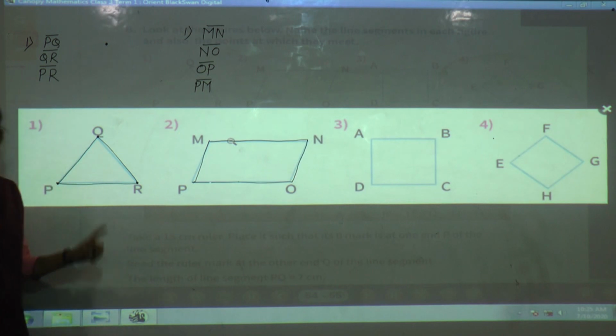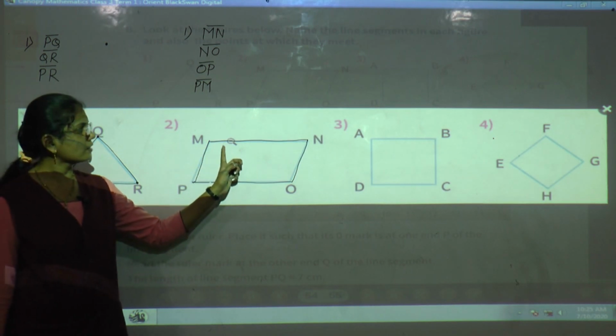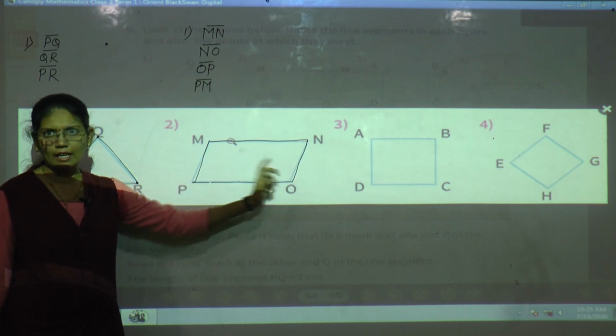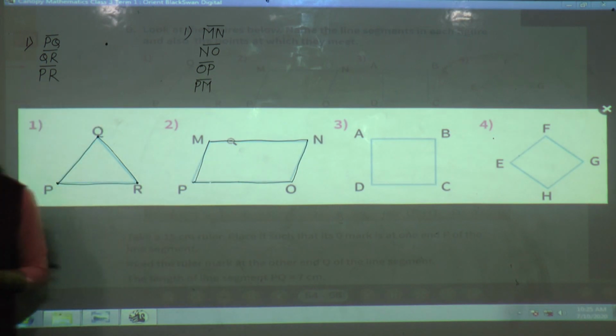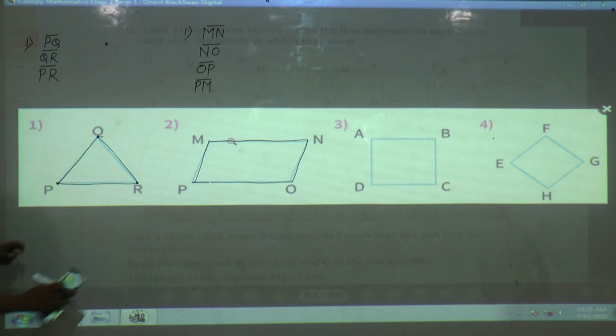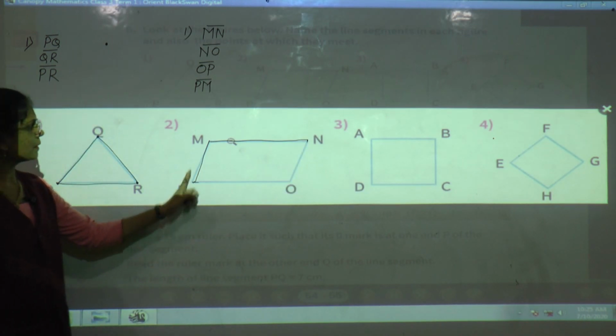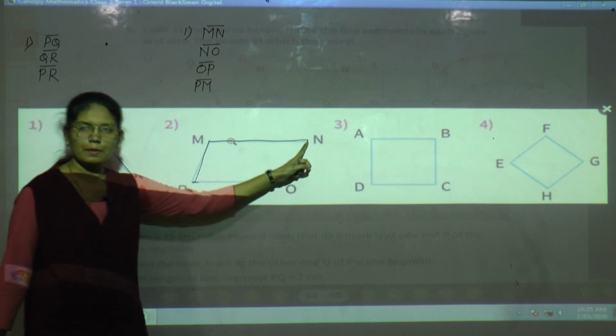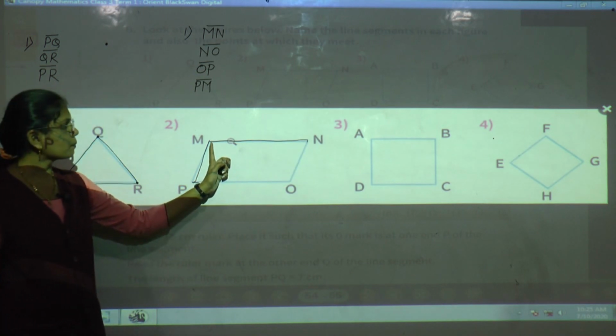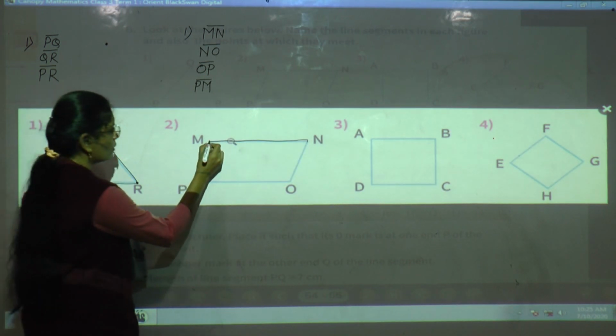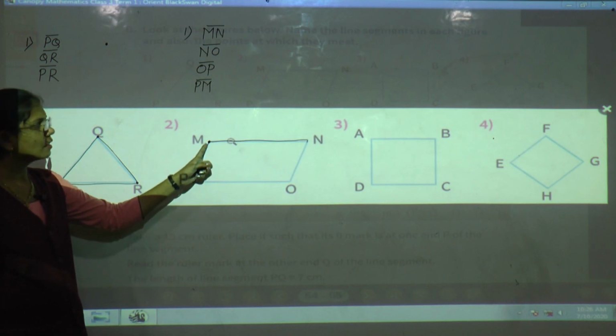Now students, what we have to write? Again we have to write the point at which they can meet. Now first we will see only these two line segments. See this line segment PM and MN. They can meet at point M. Okay, they can meet at point M.